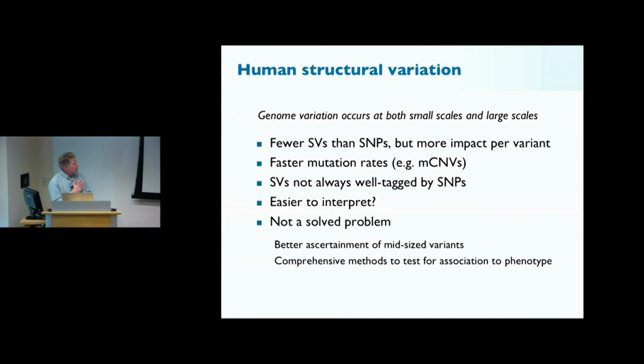And there's, of course, more we could do. New technologies would help a lot, including these error-free long read technologies. And especially it would help with things we struggle with today, which is better ascertainment of these kind of mid-size variants from Illumina sequencing, and maybe the cost of PacBio sequencing.